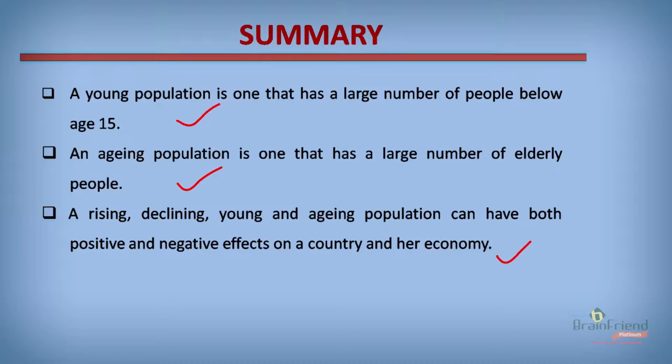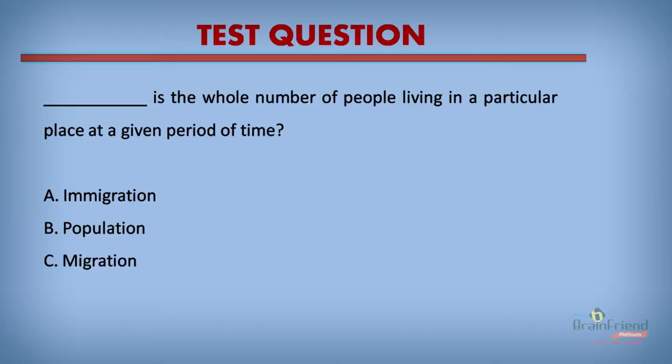Now let's take some test questions to test our knowledge on what we have learned so far. Question 1. Dash is the total number of people living in a particular place at a given period of time. A. Immigration. B. Population. C. Migration. The correct answer is B. Population.